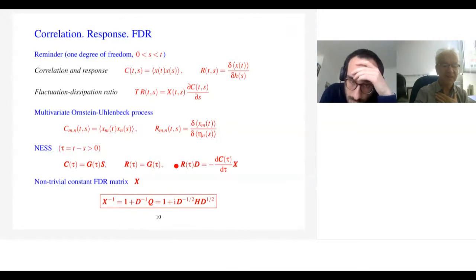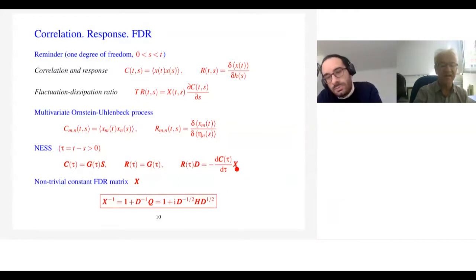But now, if you put the two together, trying to mimic what occurs in this general framework, which is usually referred to as the Kurchan-Cugliandolo formalism, I forgot to tell it, then you get this expression. Half tau times D, D playing the role of temperature, is minus dC/dtau, because tau is oriented in that way, times X. And as a result, here occurs a non-trivial constant matrix, which is referred to as being the FDR matrix of the problem.